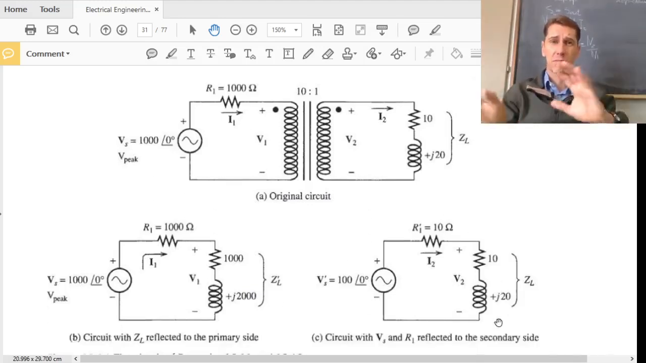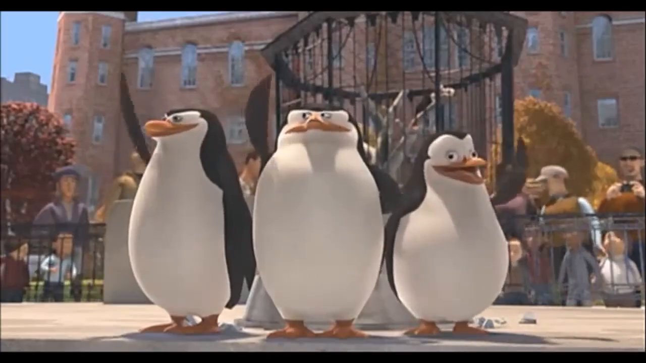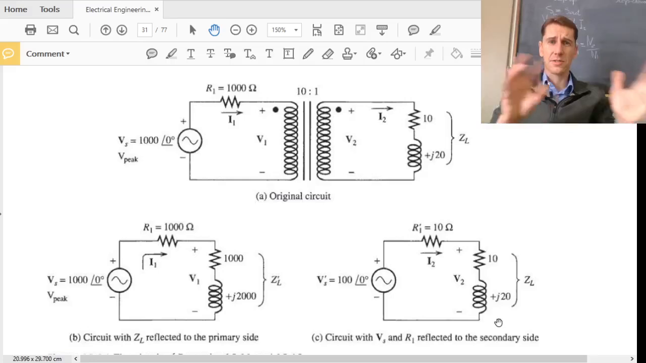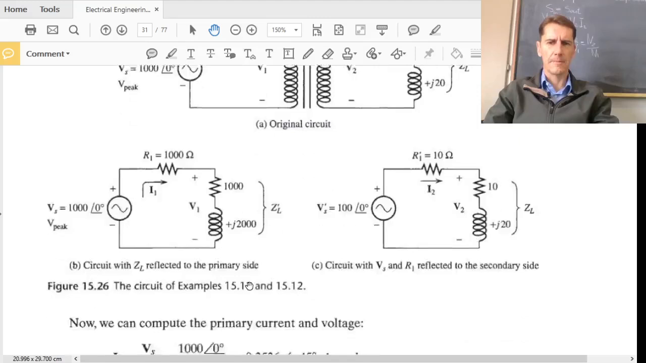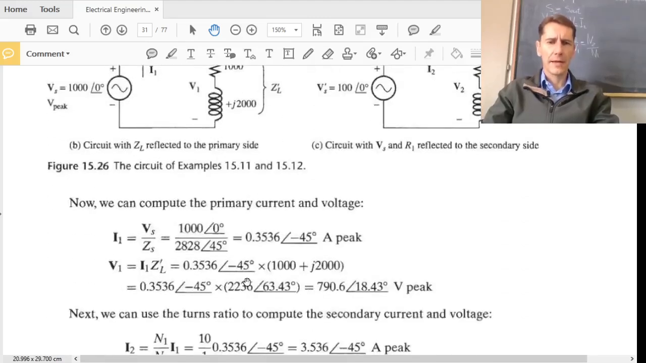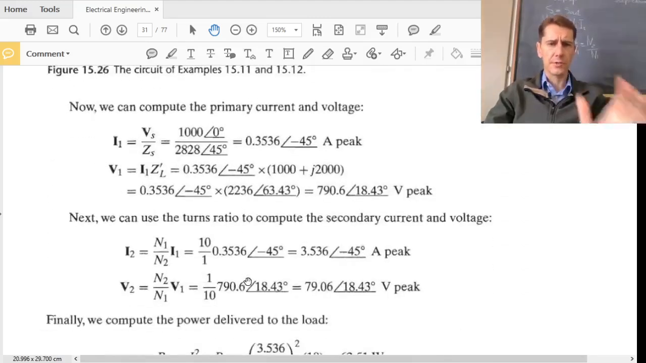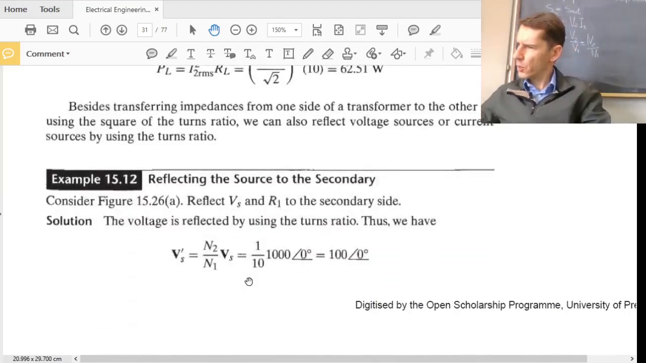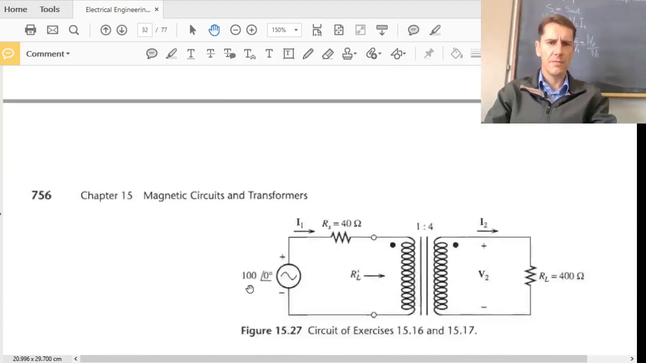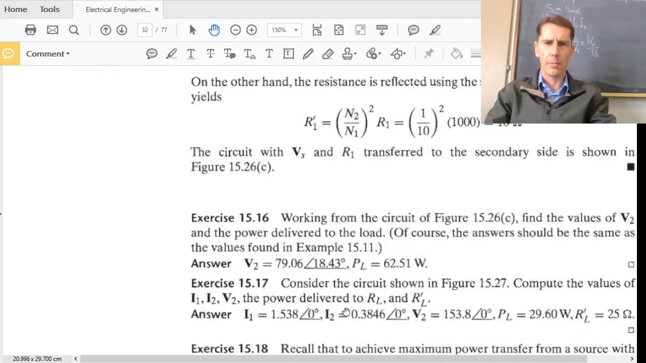So you can just smile and wave, boys. Decide which way you want to go, but typically we take the A option, or figure B here, where the load is reflected to the primary side. Okay, so nothing I can add, sorry, to those examples in the textbook. You can go and work through them. I want to work with you through exercise 15.17, this one.